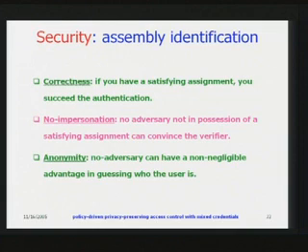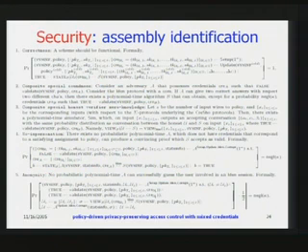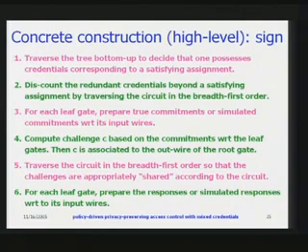And then no impersonation, which means that if you do not possess any satisfying assignment, you cannot succeed. So even if you have like 5 credentials, but 5 is not enough, then you cannot succeed. And then anonymity is the same, in the same sense. So this is from the definition.